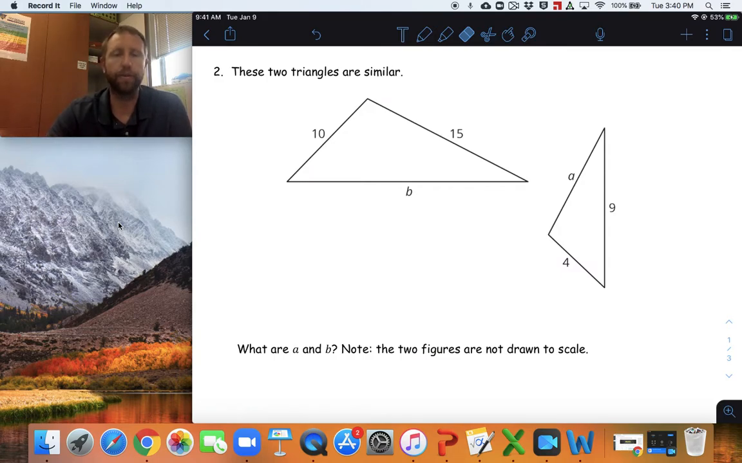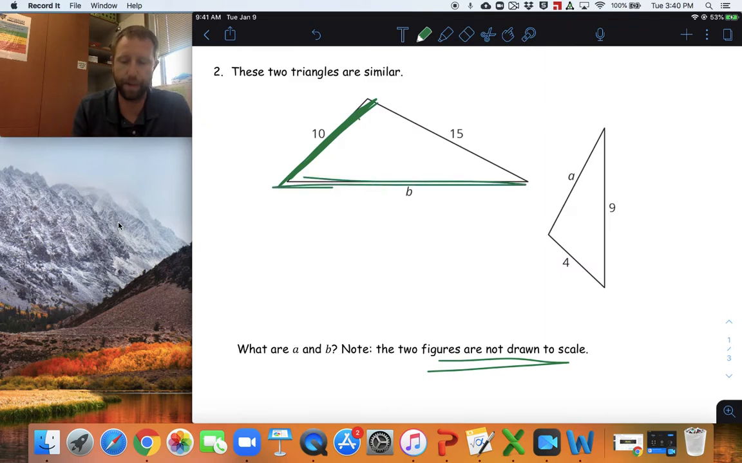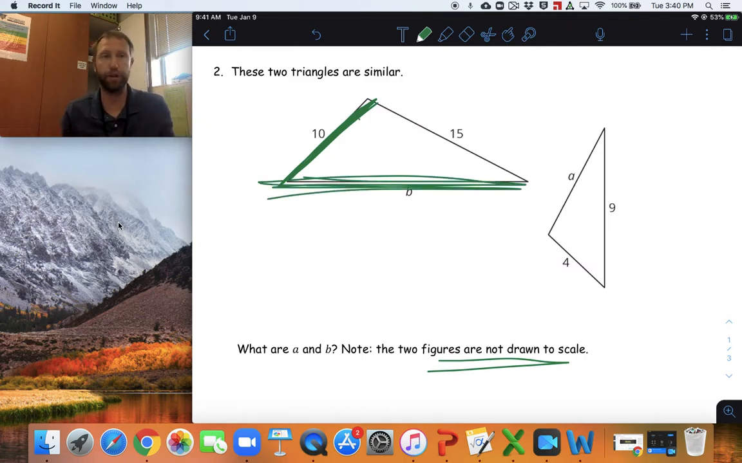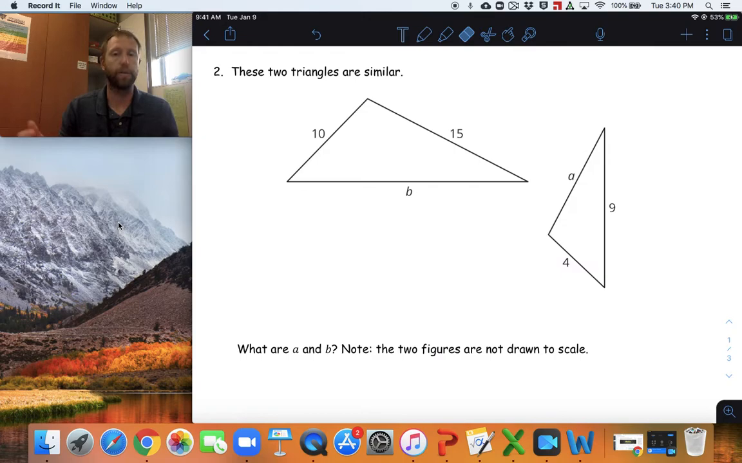So in other words, when they say something like this, when they're not drawn to scale, you're not going to be able to just guess it by looking at them. Like you can't hold your pencil up against this side length and say, oh, well, since this is 10 and then this is 2 of my pencil lengths, then that for sure has to be 20, right? That doesn't work because they're not drawn to scale. So we've got to use our mathematical knowledge to figure out what these are.